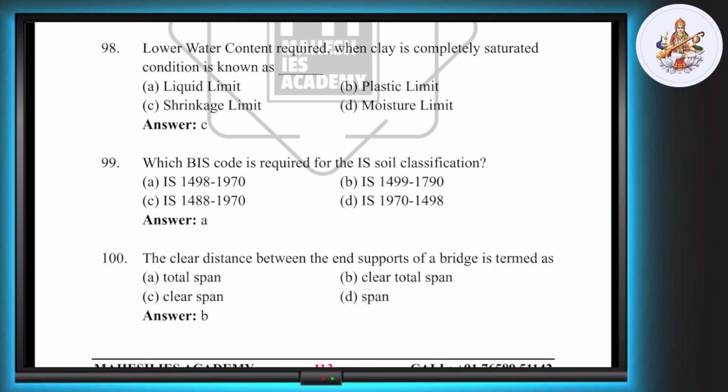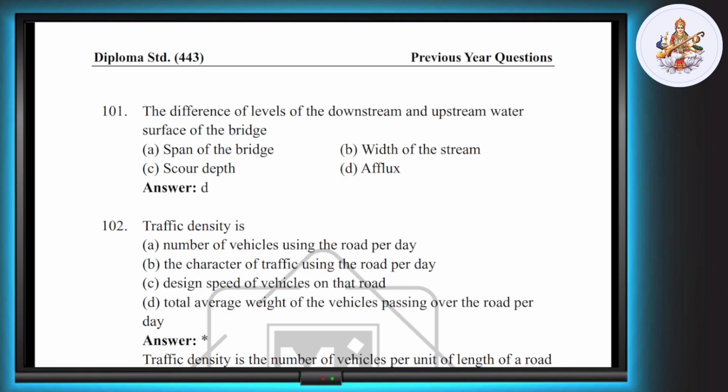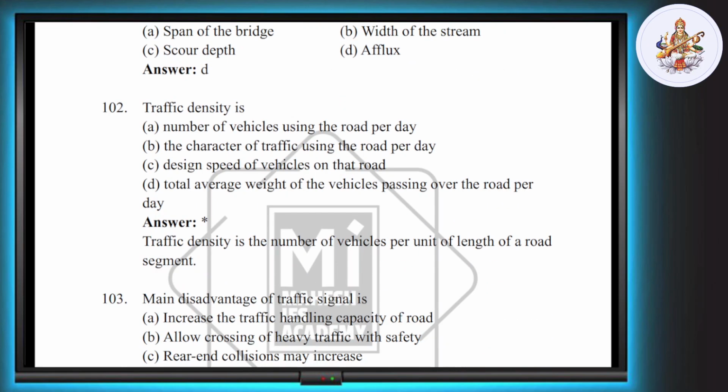Question 101. The difference of levels of the downstream and upstream water surface of the bridge. Correct answer D. Afflux. Explanation: afflux occurs due to obstruction by bridge piers, causing water to pile up on the upstream side.